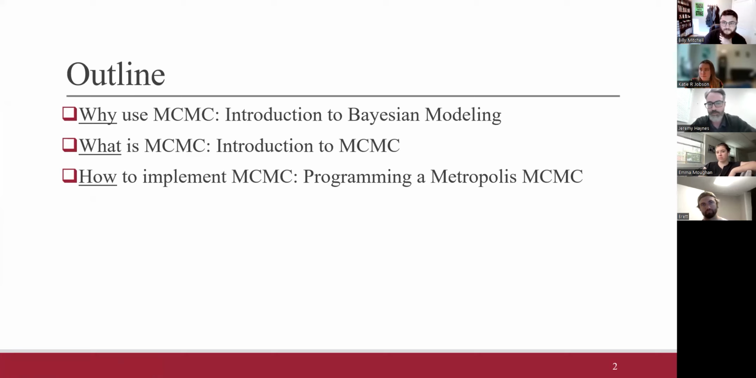So, real quick, I'm just going to talk about why we use MCMC. There's a lot of different applications for it. It's not just Bayesian modeling, but this is where it is very frequently used. So I do want to talk a little bit about Bayesian modeling. Again, that's going to be a crash course. Then I'll briefly talk about what an MCMC is, in very broad terms, and then introduce what a Metropolis MCMC is. And then, of course, the biggest reason why we're here is actually implementing and programming one of these MCMCs.